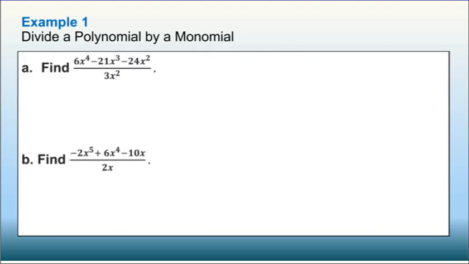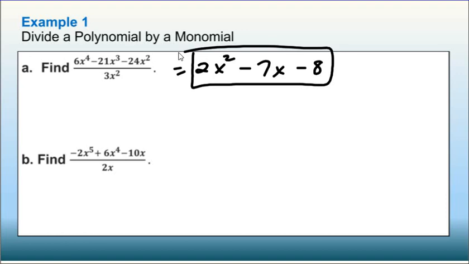For example 1, divide a polynomial by a monomial. So I'm going to take each term, and you're dividing each term by 3x squared. So 6 divided by 3 is 2. X to the fourth divided by x squared is x squared, minus 21 divided by 3 is 7. X cubed divided by x squared is x, minus 24 divided by 3 is 8. X squared divided by x squared is 1. So my answer would be 2x squared minus 7x minus 8.